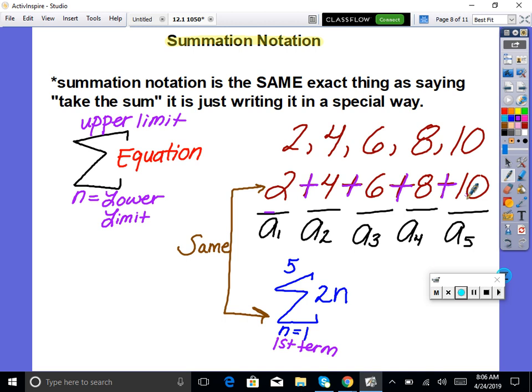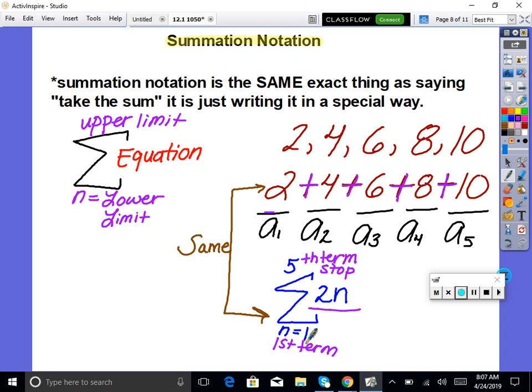No, a lot of people think it does. So this means the fifth term. The fifth term is where we stop adding. And then what are we adding? Well, 2n is what recreates 2, 4, 6, 8, 10. Weren't these the consecutive even numbers? Which we found out was formula 2n.